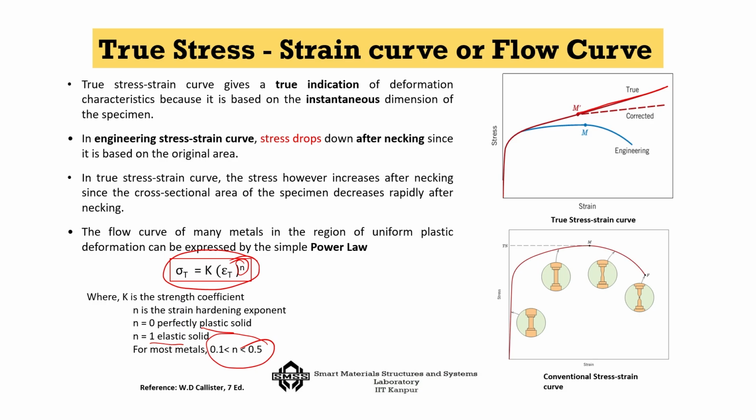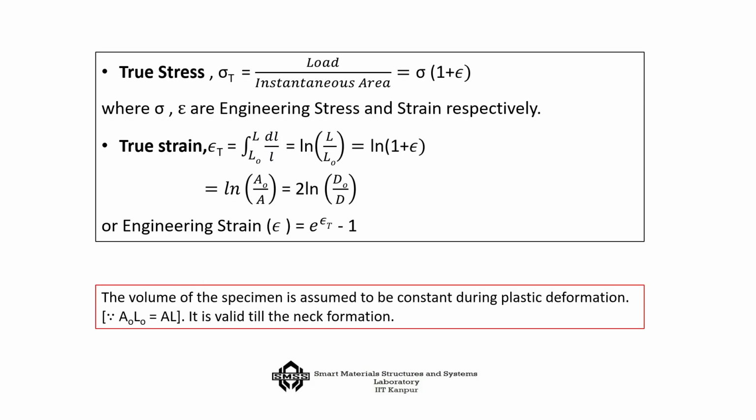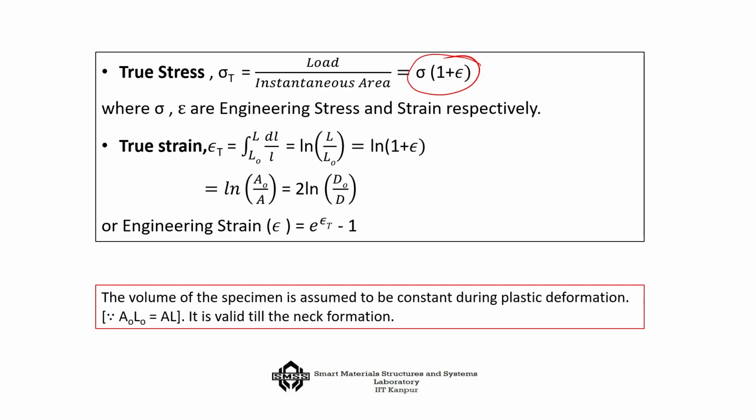So, that is one point we have to keep in our mind for the stress strain diagram, whether we are plotting the true stress strain diagram or the engineering stress strain diagram. If it is a true stress, then of course, it is load over the instantaneous area, the area changes, and so it will come out as sigma times 1 plus epsilon, where sigma and epsilon are the engineering stress and strain. So, once you get the engineering stress at a particular strain, then you get the true stress by multiplying the stress with 1 plus that strain.